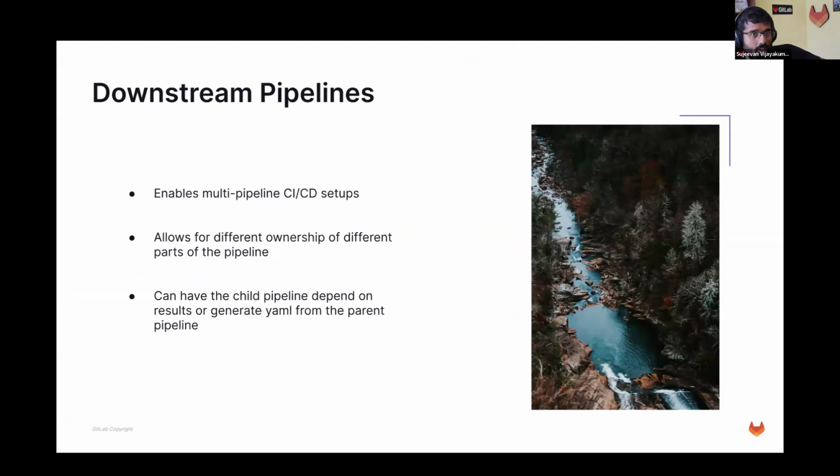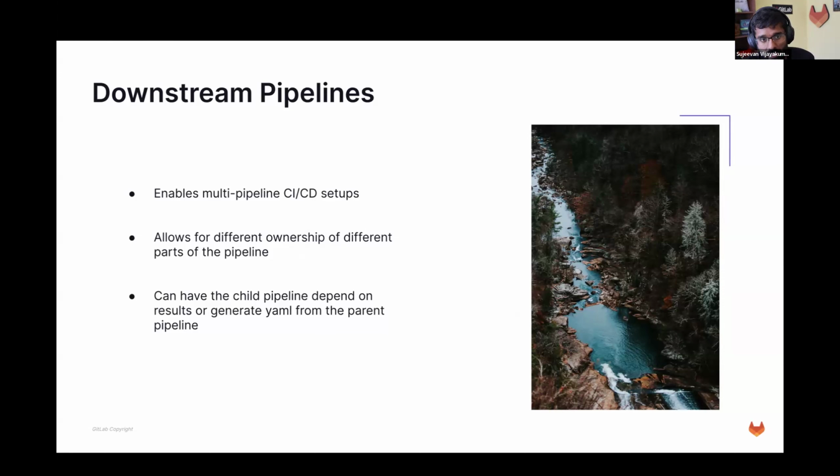So first thing first is a downstream pipeline. This is basically a multi-pipeline CI/CD setup, and this allows different kinds of ownership for different parts of the pipeline. It really depends on your use case. Ideally, you don't need a downstream pipeline, you can do everything on your own, but you may be in some environments or regulation where it makes sense to have a different ownership of different parts of the pipeline.